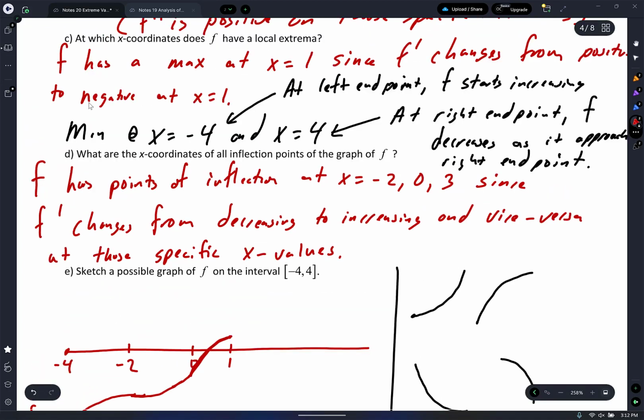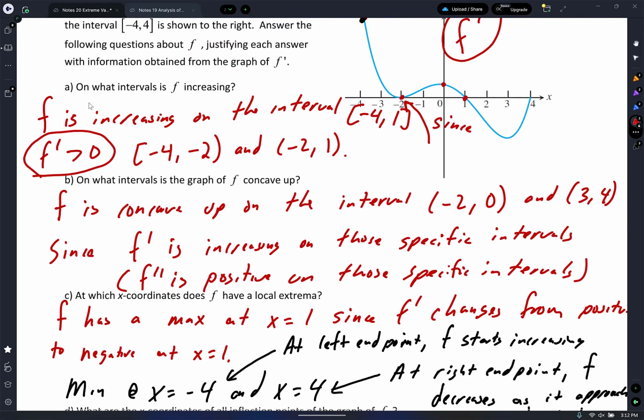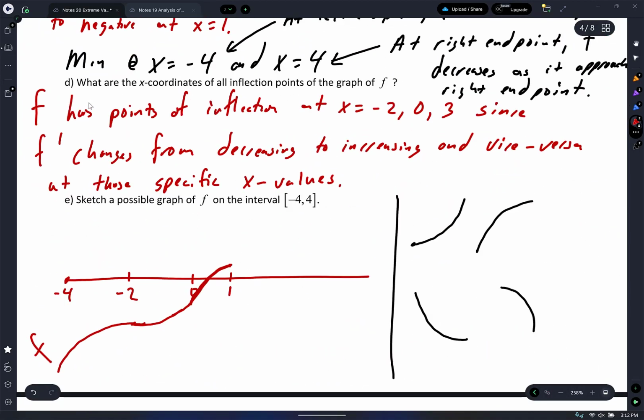All right. So now between 1 and 3, f prime is negative, so that means f is decreasing, and f prime is also decreasing, which means f is concave down. So decreasing concave down until you get to 3. So I'm going to say 3 is like right here. Decreasing concave down. Boom. So there it is.